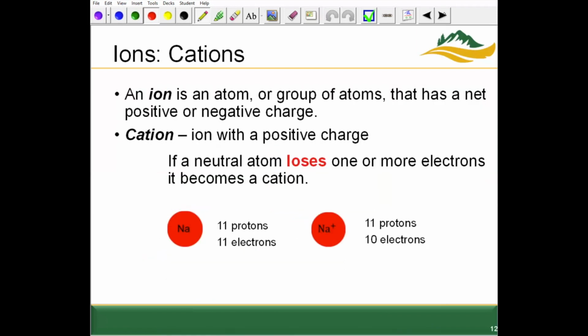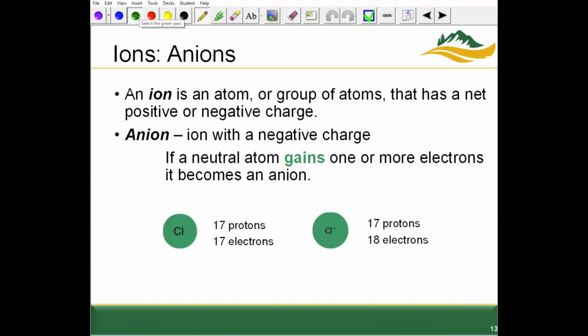So just another visual here of these cations and anions. A neutral sodium atom will have 11 protons and 11 electrons, whereas a cation of sodium will still have 11 protons, of course, it's sodium, but now it's lost one or more electrons. Here it's lost one electron to be overall positively charged. Here's a visual of chlorine. We went through this example: 17 protons and 17 electrons for the neutral atom of chlorine. The chloride anion now has this negative charge. That must mean it's an anion where it's gained one or more electrons.